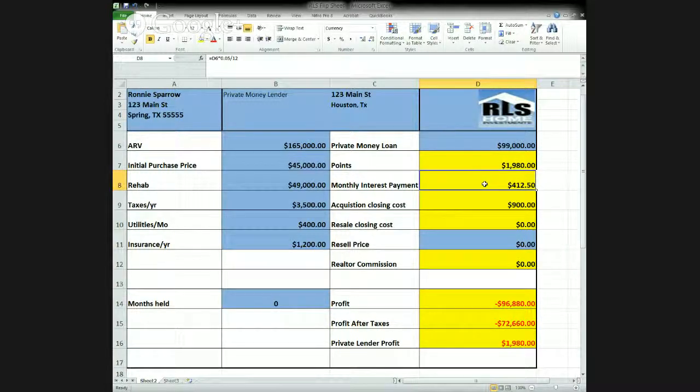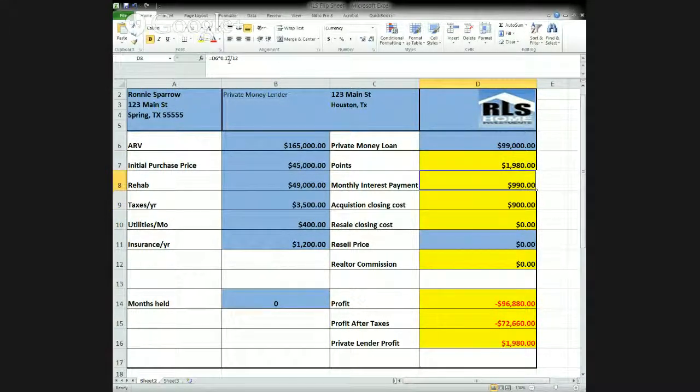He charges me 5% interest. So if you look at this 5 right here, you would adjust that according to your private lender. So if he charges you 6%, put a 6 there, enter, and now your fee is going to be $495. Okay. Some lenders charge as much as 12%, right? So let's put in 12. Okay, so now that's $990.